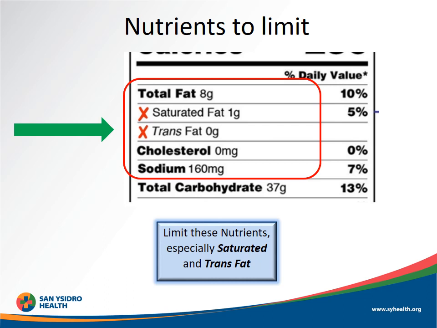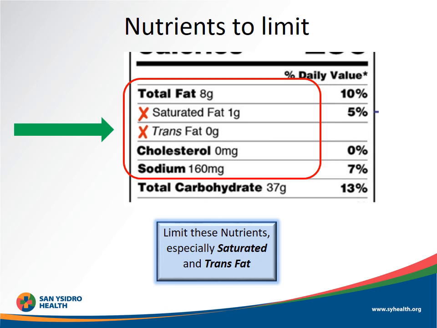This section of the nutrition label shows us nutrients that we should limit. Foods with higher calories, saturated fat, salt or sodium, and added sugars tend to be worse for our health. Most importantly, try to avoid any and all trans fat.